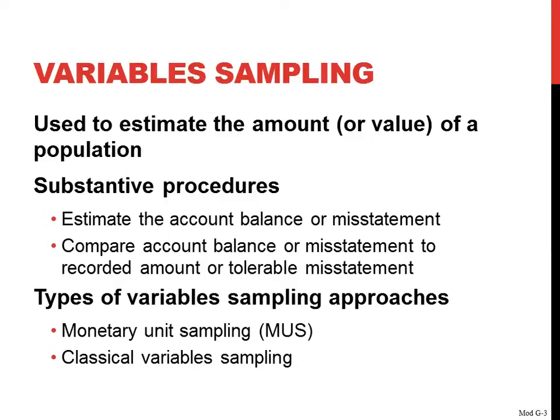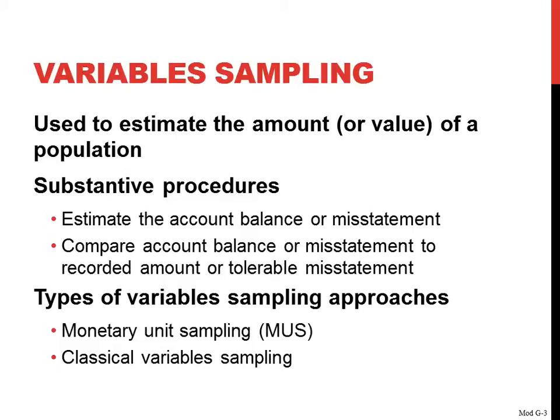Okay, so variable sampling. We talked about internal controls and we talked about attribute sampling. So variable sampling, as I said, is used to estimate the amount or the value of a population. It is related to the substantive procedures that we perform, substantive procedures related to testing account balances, such as estimating the account balance or a misstatement, comparing the account balance or misstatement recorded with your tolerable misstatement. Remember, your tolerable misstatement is based on your planning materiality, right?